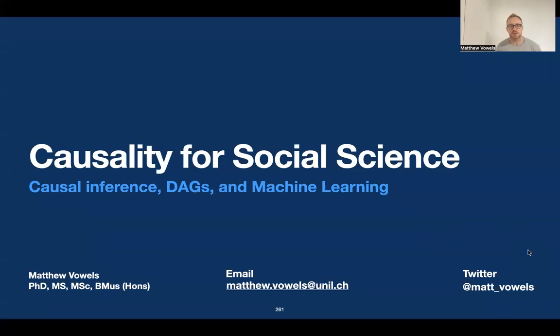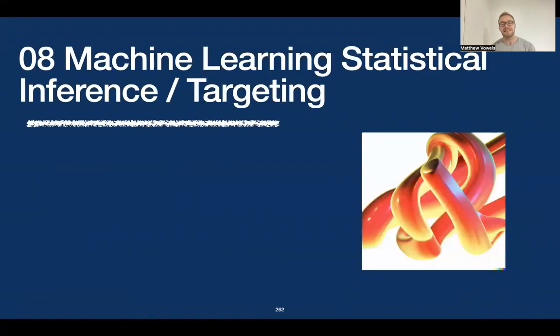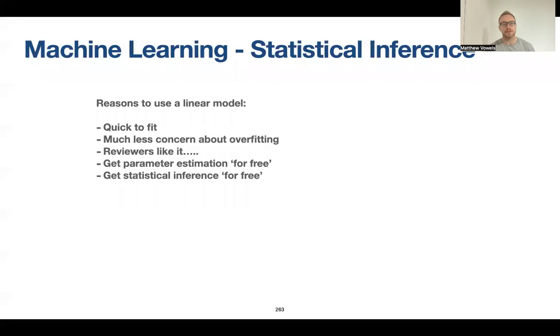Hello and welcome back to this course for psychologists and social scientists on causal inference, directed acyclic graphs and machine learning. Welcome to week 8. This is how we get statistical inference when we're using machine learning techniques. We're going to also talk about the targeted learning approach to doing so.